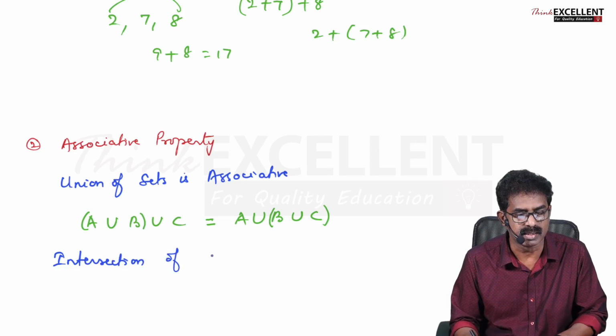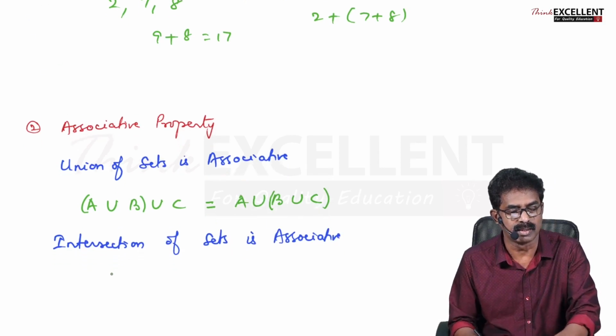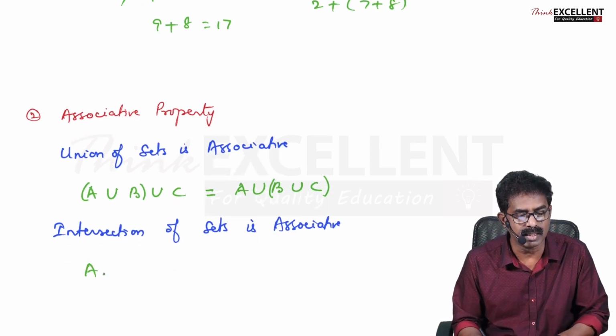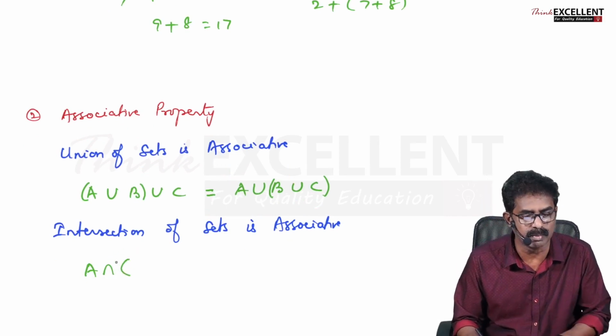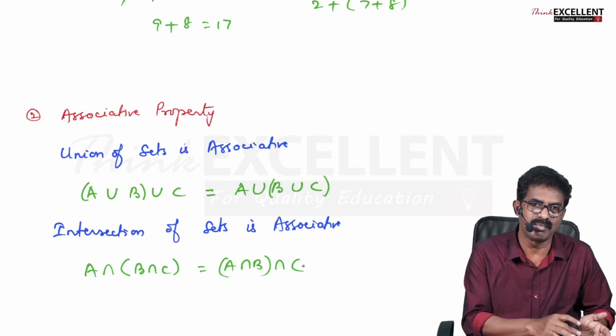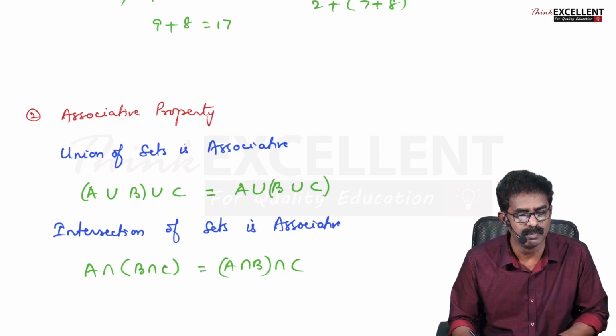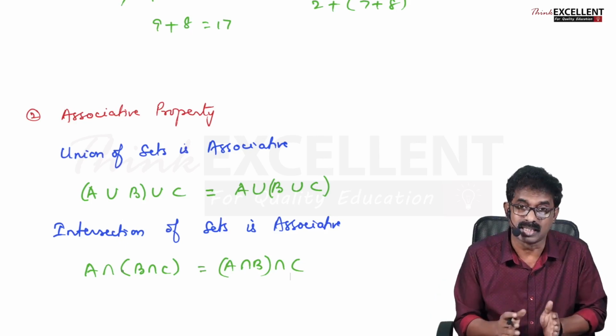Intersection of sets is associative. So you know how to write it symbolically, right? Even the order can be changed. Suppose I'm writing A intersection B intersection C equals A intersection B intersection C. On the right side you write it here, on the left side, and there is nothing wrong in that, okay? But throughout it is intersection only, right?